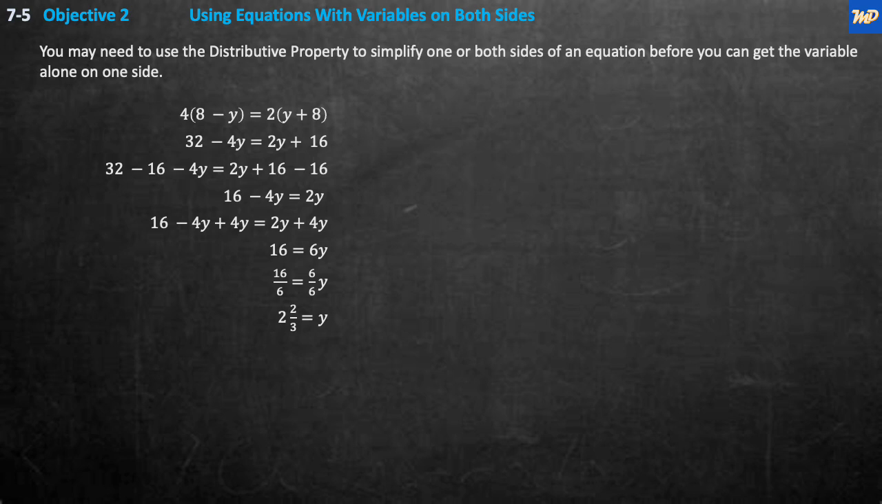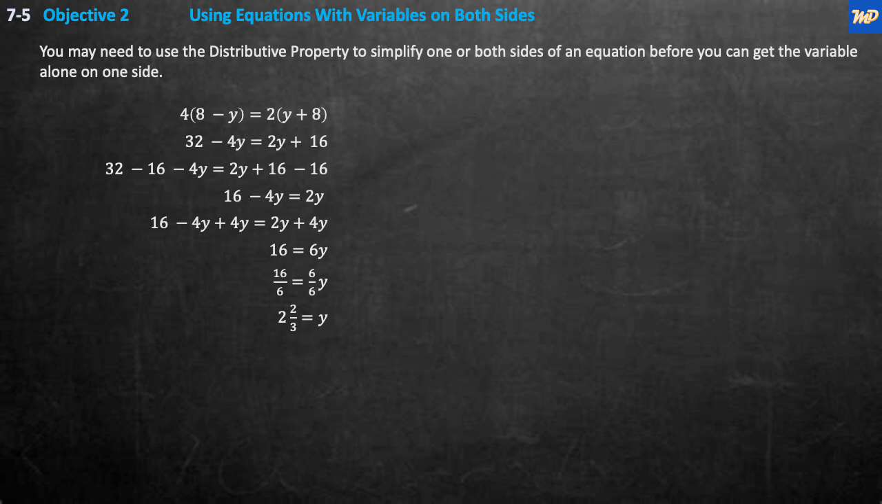So objective 2 is that we're going to be using equations with variables on both sides. We've kind of been doing that. But what's new here is that we're going to be using the distributive property to simplify one or both sides of an equation before we can get the variables on one side and the constants on the other. We have to separate these joined terms, the variables and constants within the parentheses. So that's what we're trying to get rid of.